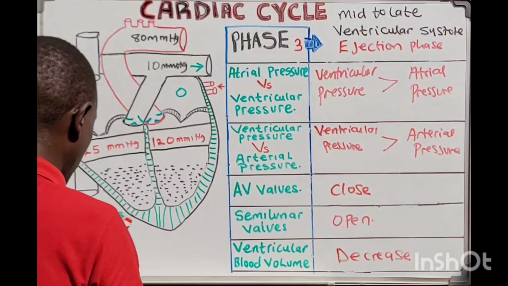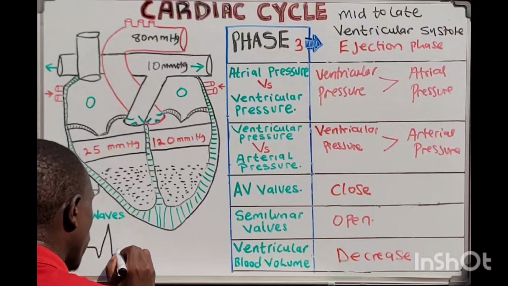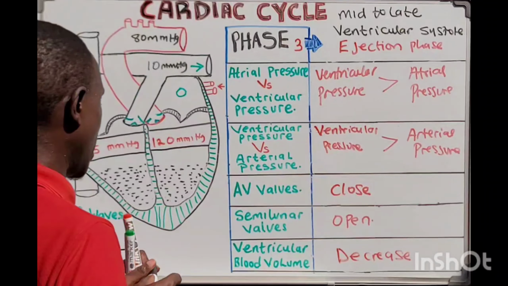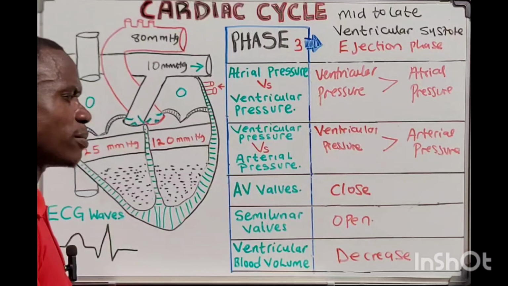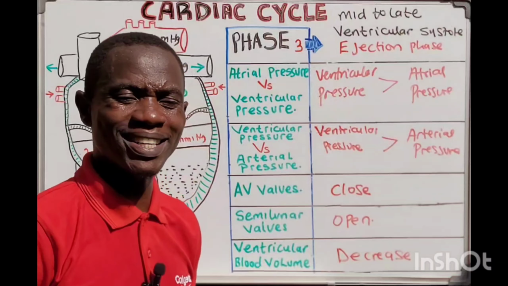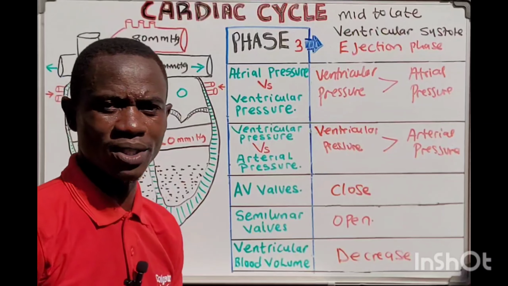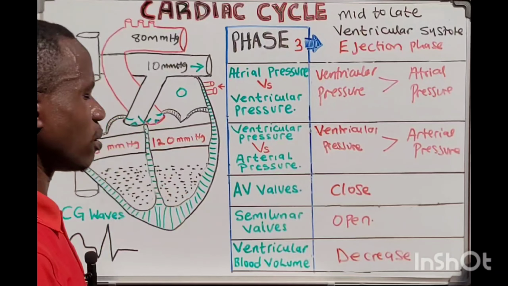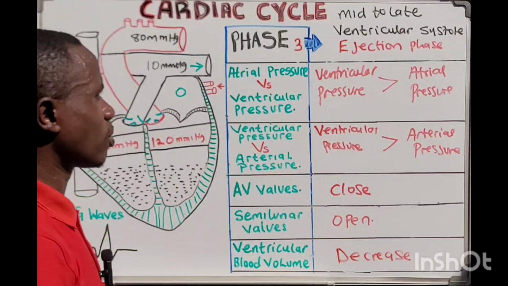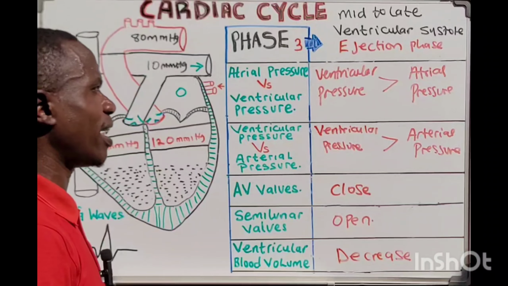Meaning that during this phase, we have our QRS wave complex, and also an isoelectric line, which denotes the ST segment, meaning that the entire ventricular myocardium is fully depolarized and has contracted to push the blood into the aorta and the pulmonary system. Okay, so that briefly covers the third phase of the cardiac cycle, which we call the mid to late ventricular contraction.